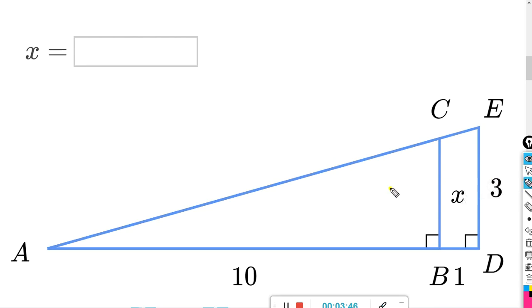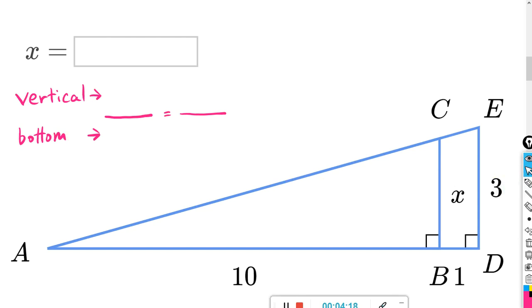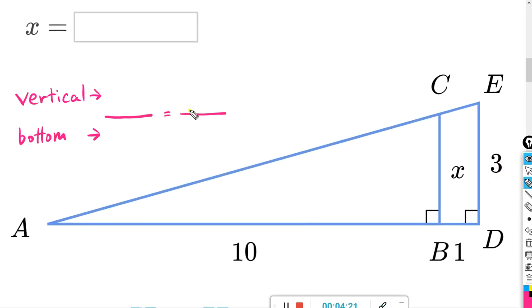All right, so these diagrams are all the same. All right, let's set up our two fractions here. Remember, in the numerators, we're going to put the vertical side. Okay, that just means the up-down part. And in the denominators, we're going to put the bottom side. All right. And the first fraction is going to be for the small triangle. And the second fraction is going to be for the big triangle.